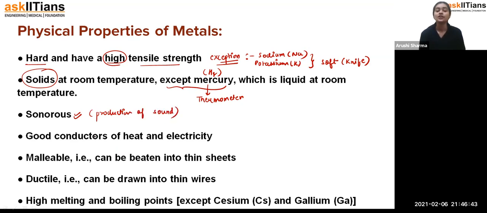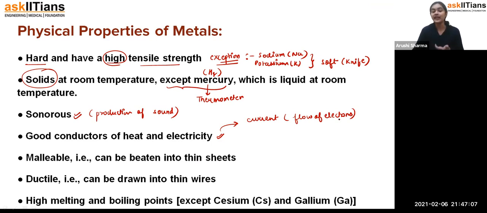Okay. Good conductor of heat and electricity. Yes, students, metals are good conductors of heat and electricity. How? Now I have to explain this. See, electricity is because of the current. And current is what? Current is the flow of electrons. When the electrons start flowing, there is current, and due to that current, electricity is generated.